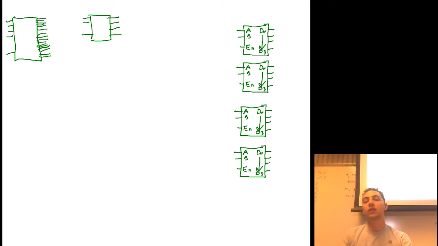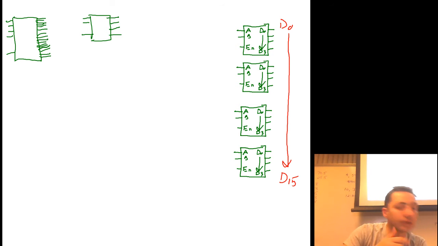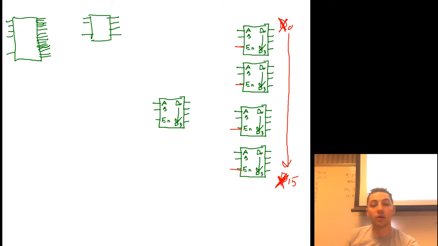So there are my 4 2 to 4 decoders, and I'm going to label those now. This is my output D0, and this is my output D15. X? All right, I will label it X0 and X15. The next step is look at your enables and repeat. So I need 4. So I'm going to take one more of these gates here. Boom. Okay, and hook those up.